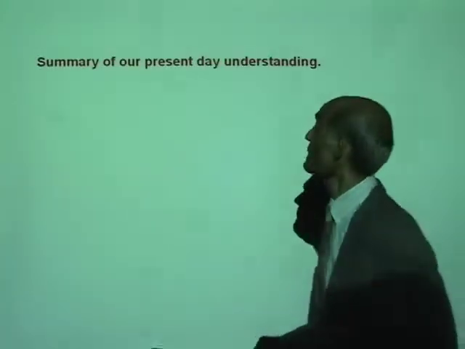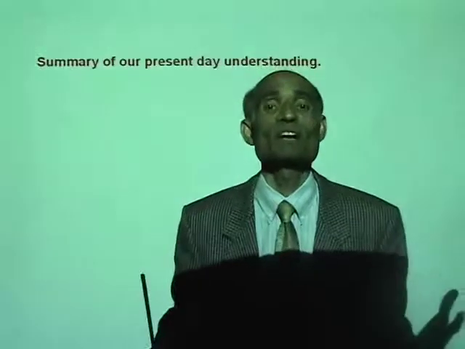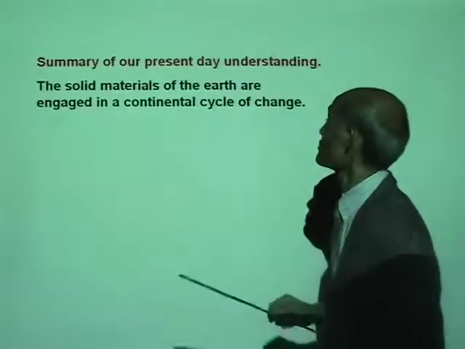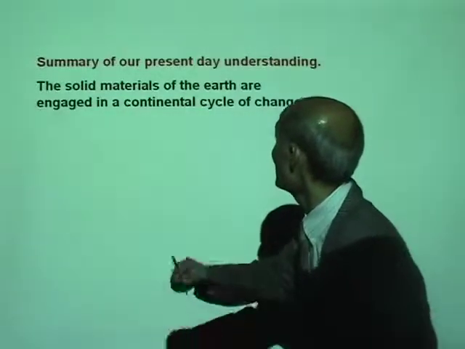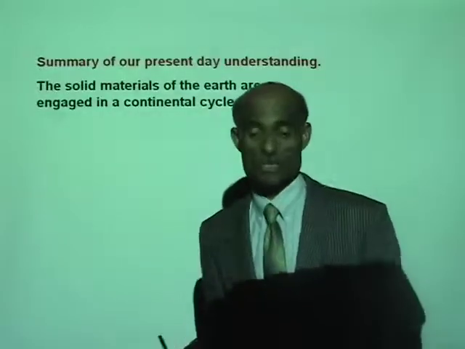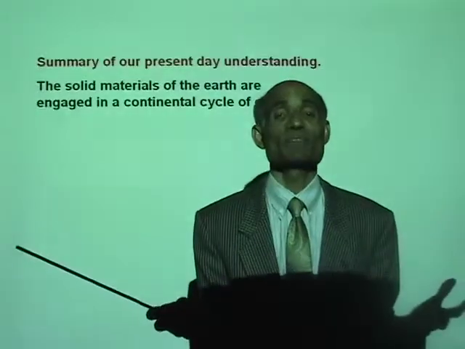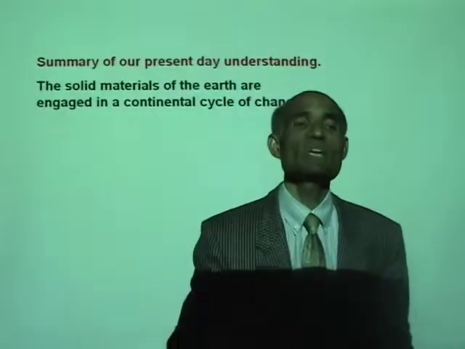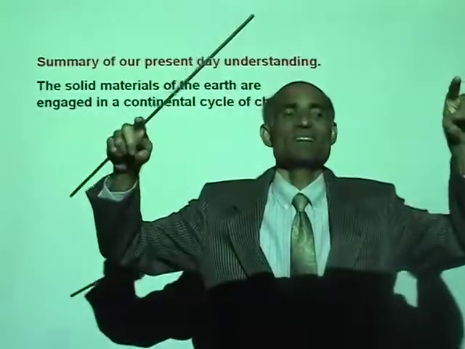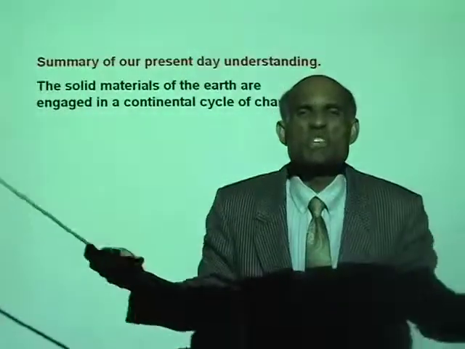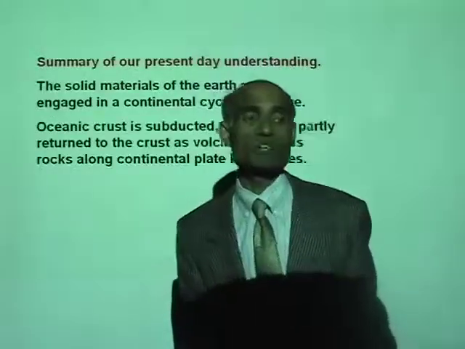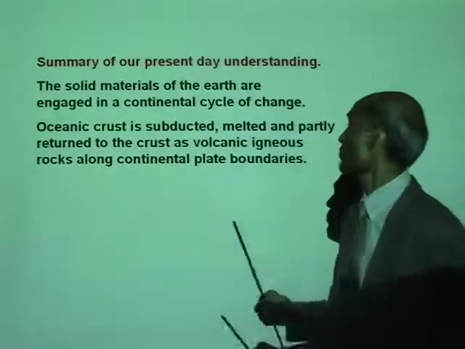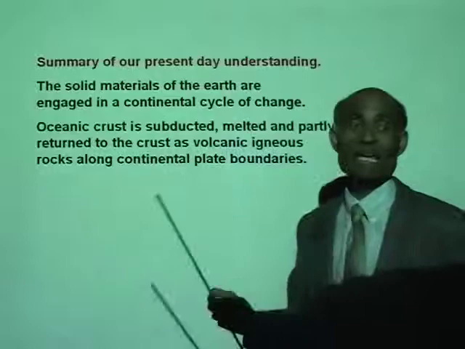So what is the summary of our present day understanding of the interior of the earth and what it does to the crust? Well, the solid materials of the earth are engaged in a continual cycle of change. The crust is not a permanent structure of the earth. See, the crust eventually gets destroyed and is taken into the earth, and material from inside the earth are brought up forming new crust. So the solid materials of the earth are engaged in a continual cycle of change. It changes continuously. Oceanic crust is subducted, melted, and partly returned to the crust as volcanic igneous rocks along continental plates and boundaries.